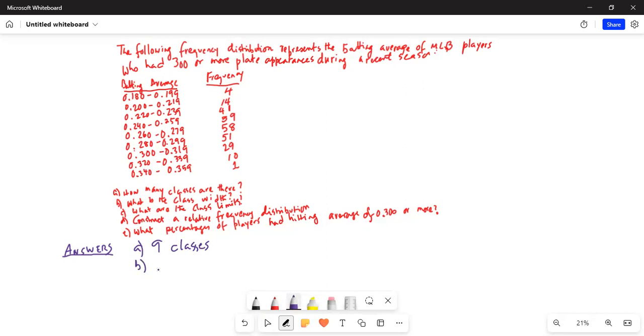Part B, what is the class width? Class width is equal to the upper class limit of the second class, which is 0.219, minus the lower class limit of the first class, which is 0.199. So 0.219 minus 0.199 is equal to 0.02.